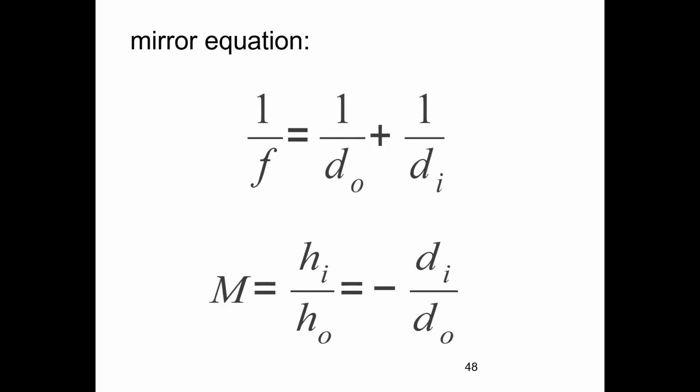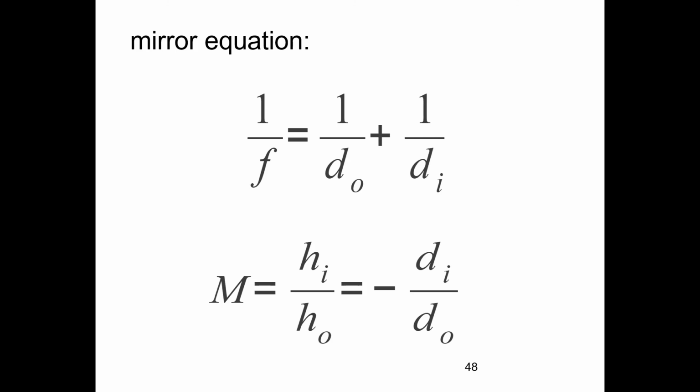Here's the equation. 1 over F is going to equal 1 over D sub O plus 1 over D sub I. So if you know 2 of those, you can find the third. Also magnification. Now it makes sense that magnification would be the size of the image divided by the size of the object. So if my image is smaller, I'm going to get a fraction. If they're both the same size, I'm going to get a 1. So magnification of 1 means same size, no magnification. And if my image is greater than my object, I'm going to get a number greater than 1, and that means I'm magnifying to that extent.